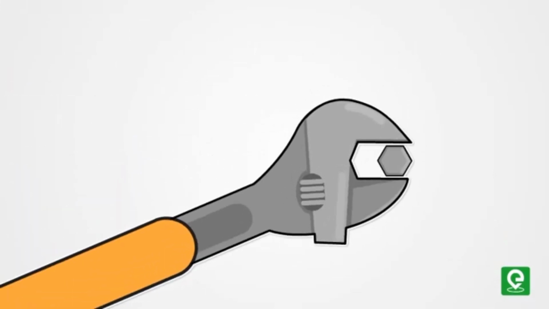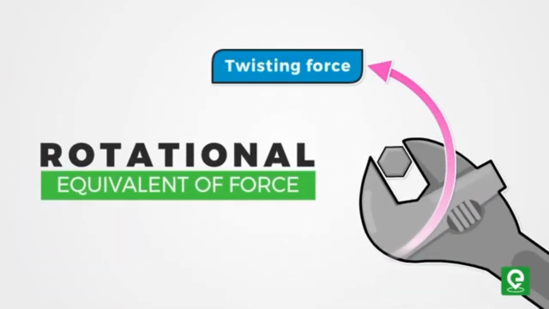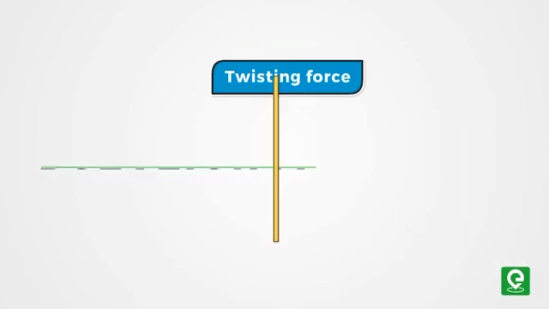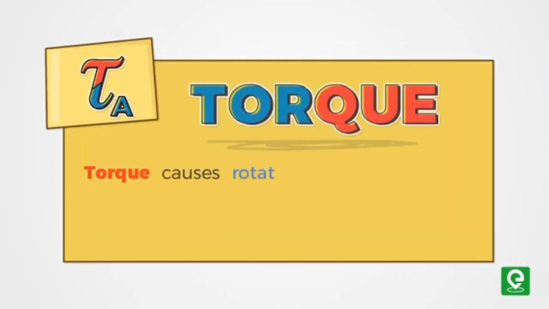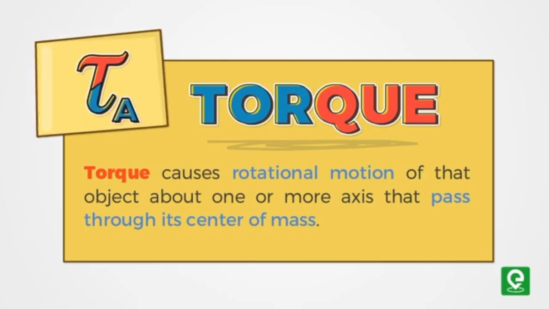As push or pull denotes force, twisting creates torque, which is the rotational equivalent of force. Torque causes rotational motion of that object about one or more axes that pass through its center of mass. It is denoted by the Greek symbol tau.